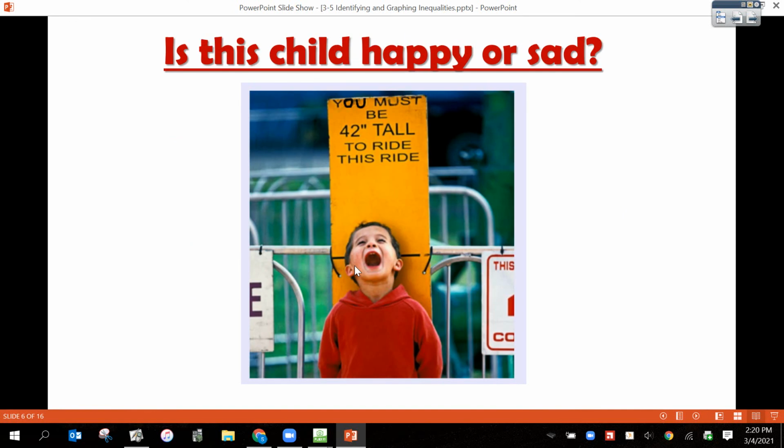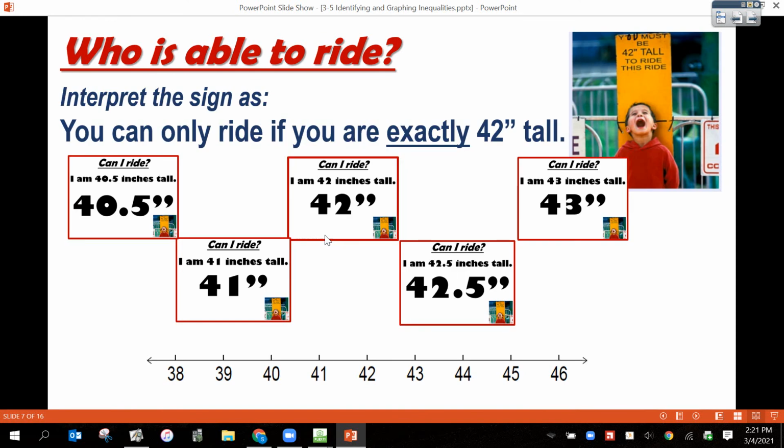This child is happy or sad. Looking at his face, he can be really excited or really upset and screaming, so it can go either way. But it says on the sign, you must be 42 inches tall to ride this ride. Well, if we take this line as 42 inches, he is taller than 42 inches. And it says here, you must be 42 inches. So maybe he has to be exactly 42 and he's upset, or he's over 42 and he's happy. I don't know. Let's see.